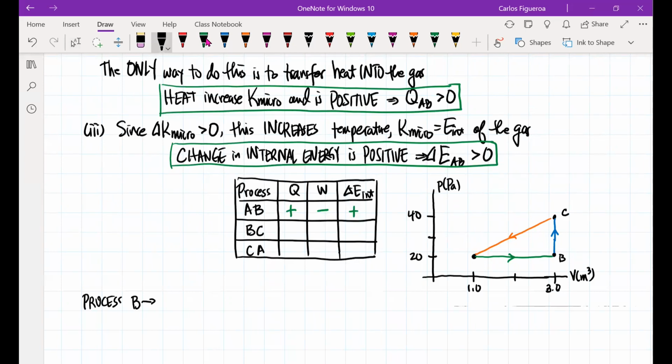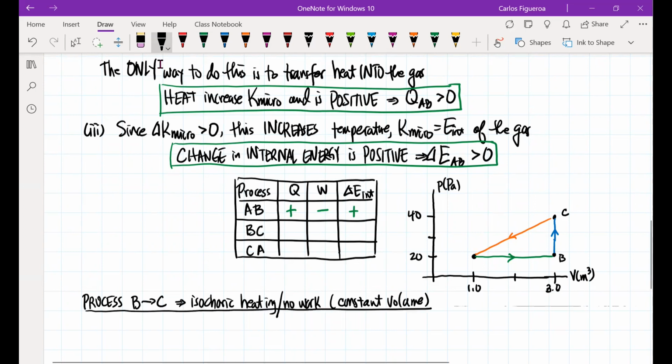B to C. And when we look at that process, I'm going to say that this is isochoric heating, but there's no work that's done. And of course, this happens at constant volume. So let's look at this right here. If I look at this, here's what I'm seeing.